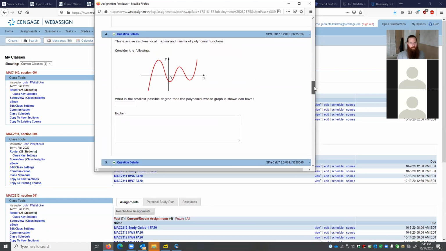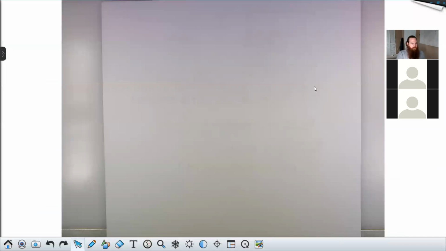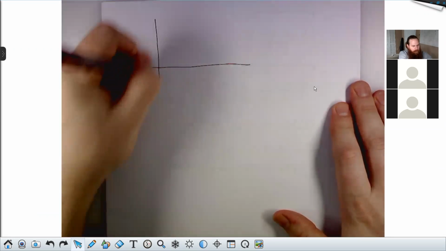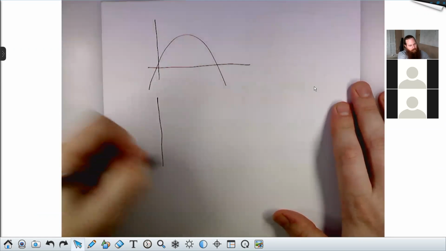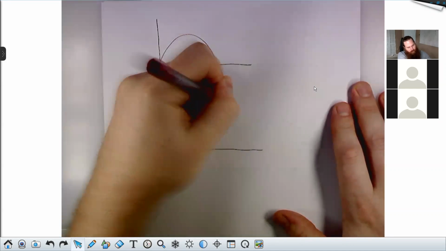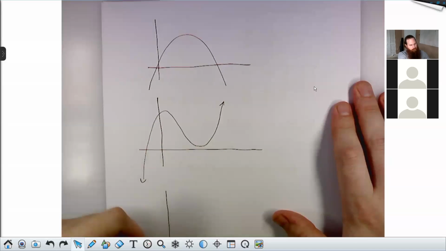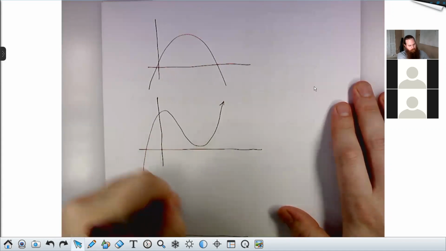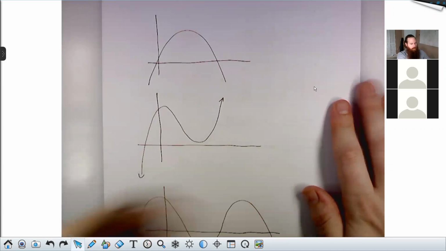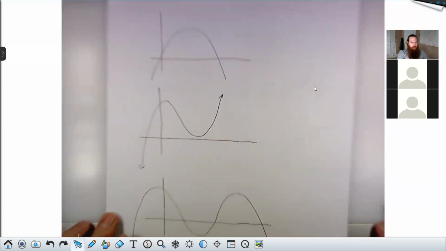Four and 6. Okay. So number 4 we're looking at here. They ask, what's the smallest possible degree? And for an explanation. So rather than solving exactly this problem, let me look at a couple of examples here and try to make some statements about the smallest possible degree.